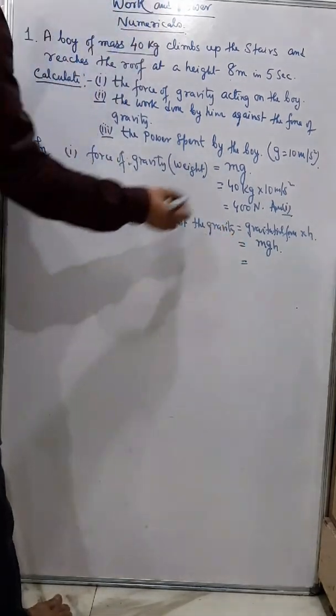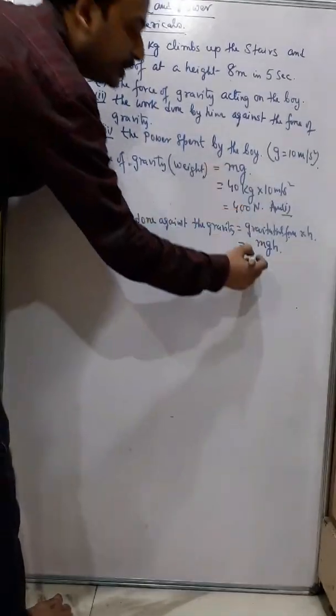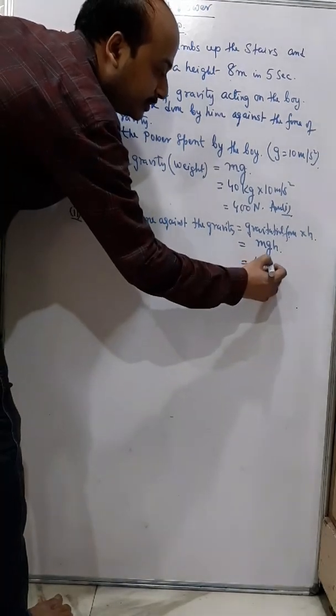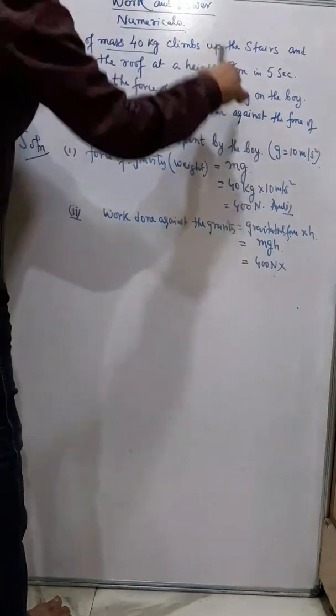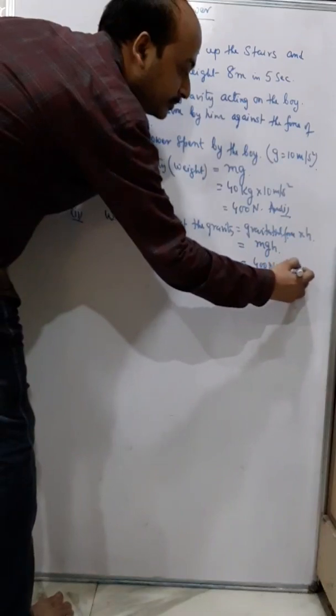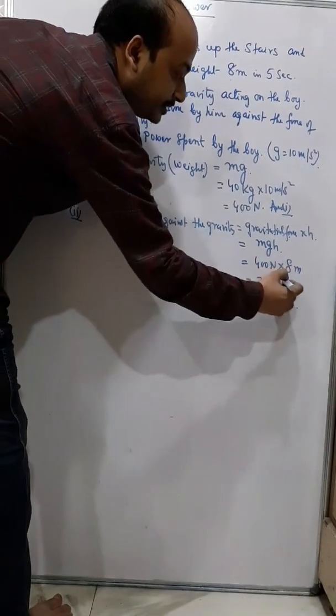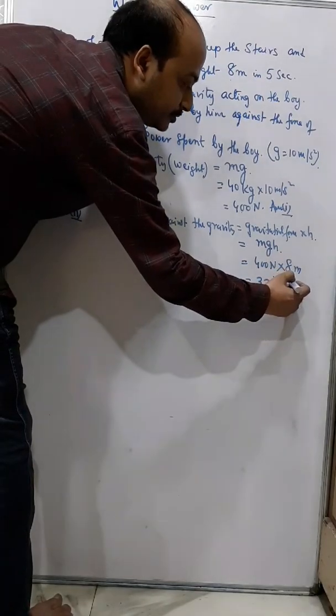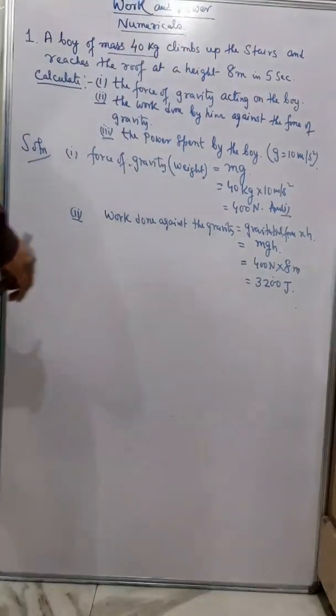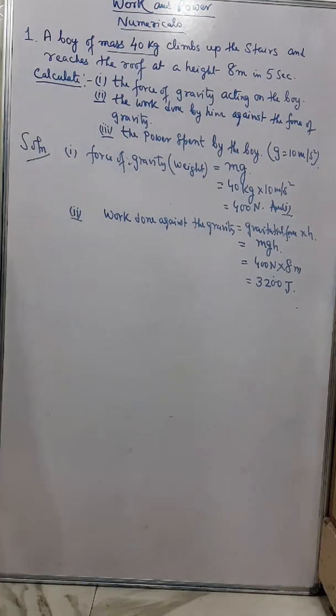Okay, but in this case we already got the value of m into g as 400, so we can directly write 400 Newton, and height is, you can see, it's 8 meter. So I'll get 3200 Newton meter, and that means 3200 joule. Okay, 3200 joule.